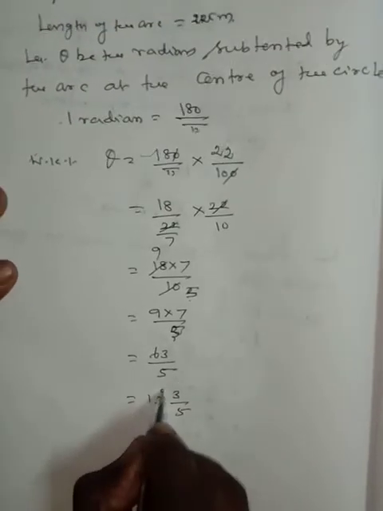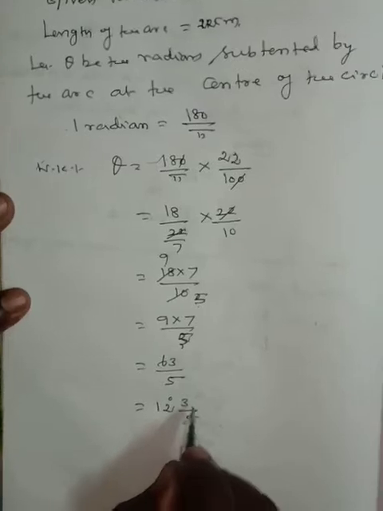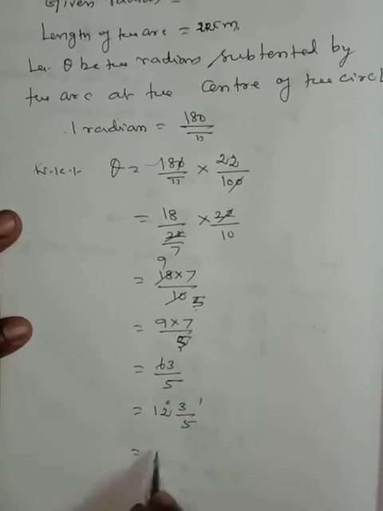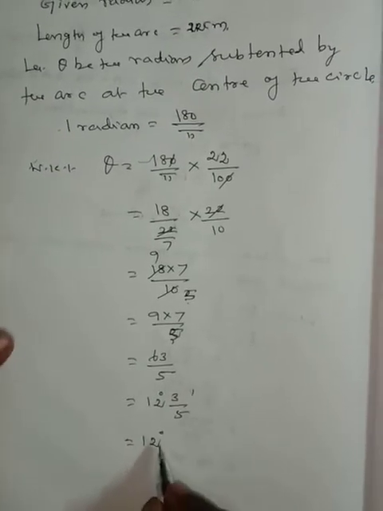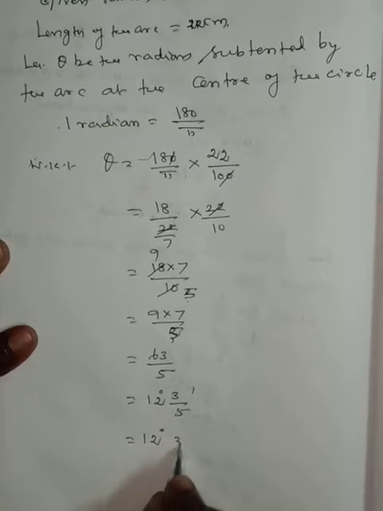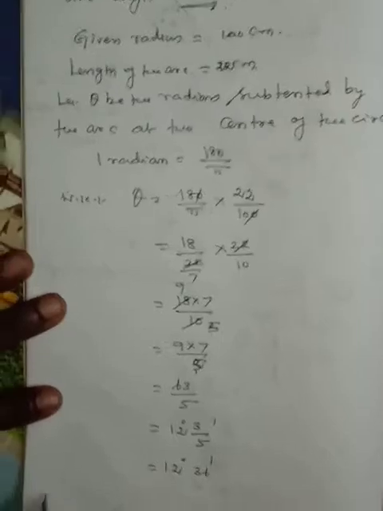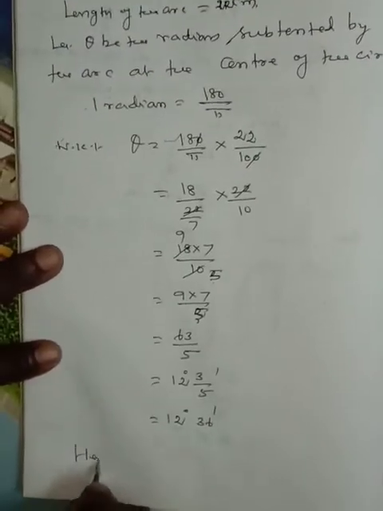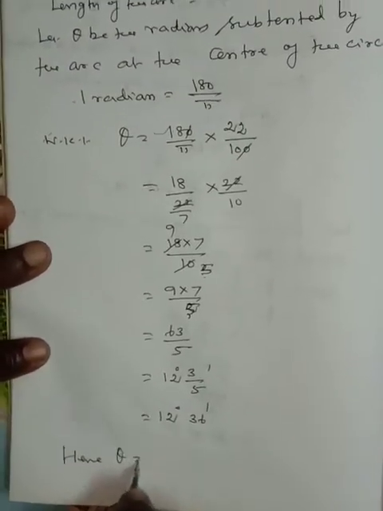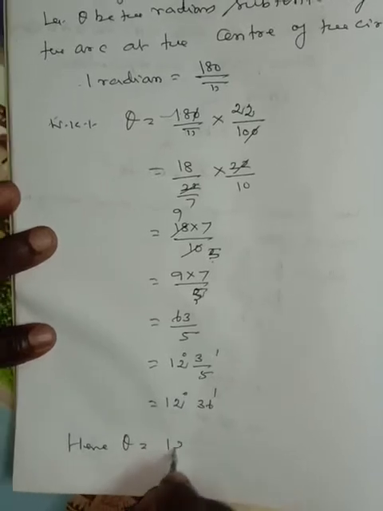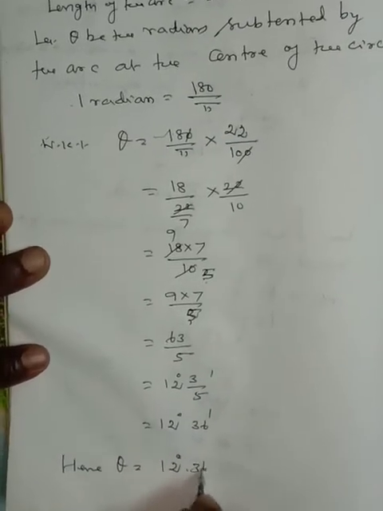So 12 degree 3 by 5 minutes is 36 minutes. Hence theta is equal to 12 degree 36 minutes.